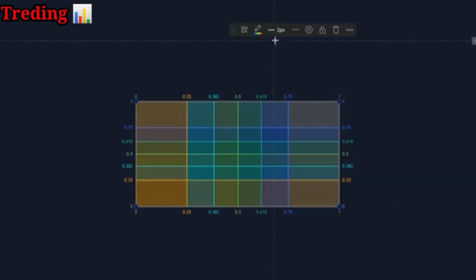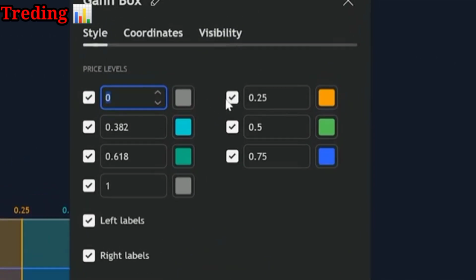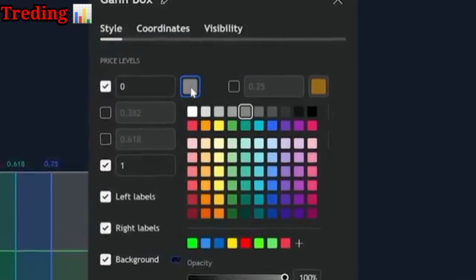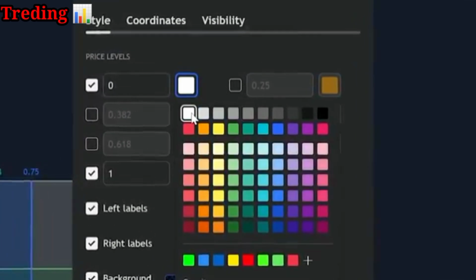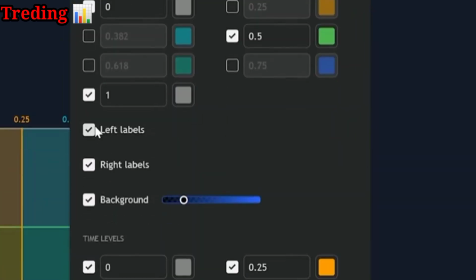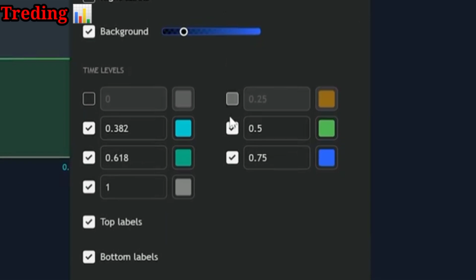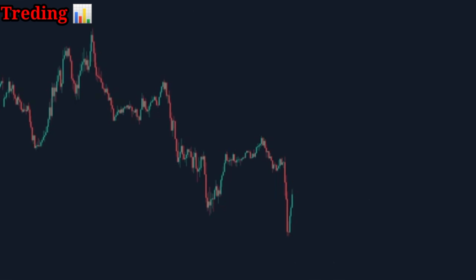It's cooking. Go to the settings of the tool, uncheck all of these values besides 0, 0.5, and 1. I'll also be changing the color of these values to white so it's not disgusting looking. Next, uncheck the left labels and the right labels, then uncheck all of these time levels. After all of this, you should get something that looks like this. Perfect. If we go back to our example, price broke all of these lows and is in a downtrend.